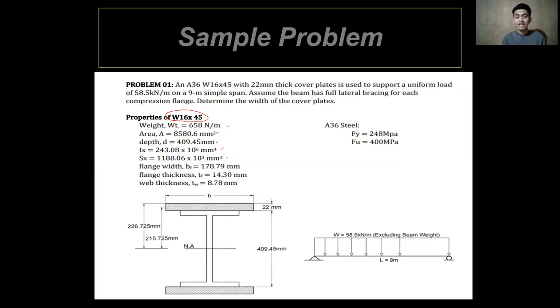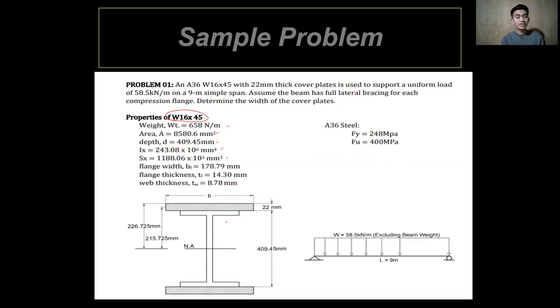Then additional given, it says there, A36 steel wherein Fy is equal to 248 megapascal or Newton per millimeter squared. Then Fu is 400 megapascal or Newton per millimeter squared. So given this data, after determining the properties of this steel section, we can easily draw your diagram.